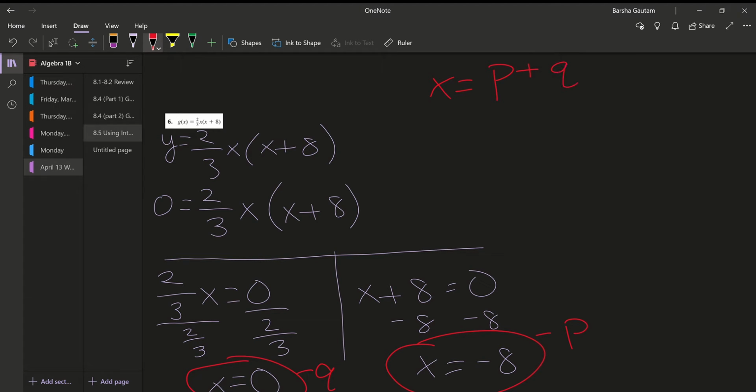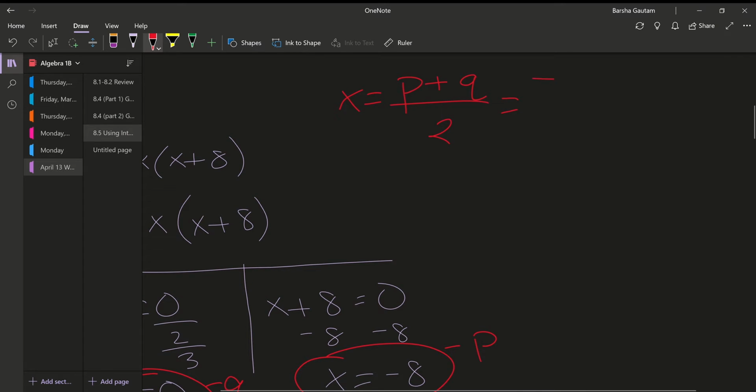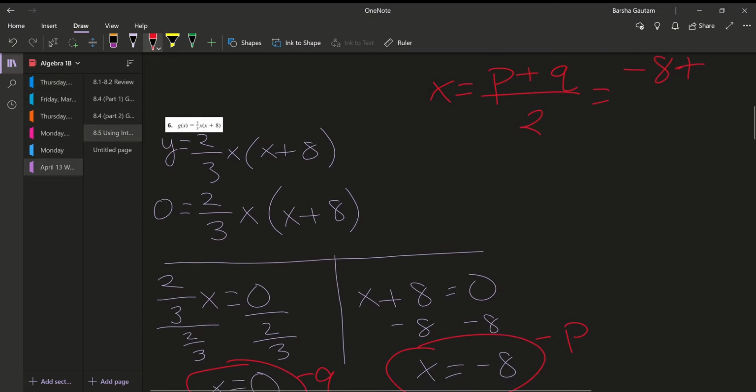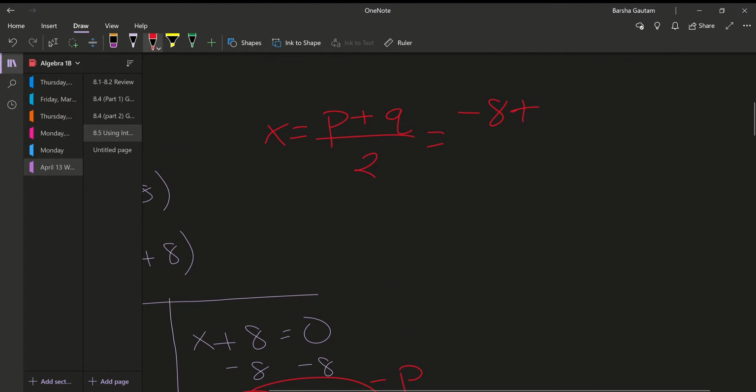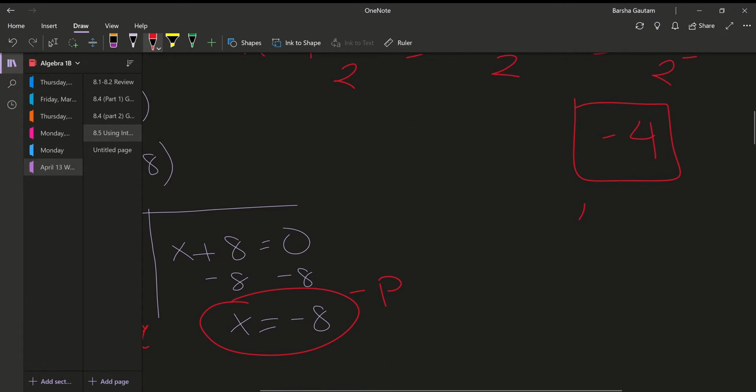X equals p plus q divided by 2. And now we can plug in our p and q. Our p is negative 8, and our q is 0. So we have negative 8 plus 0 divided by 2, which is negative 8. And negative 8 divided by 2 is negative 4. And that is going to be the axis of symmetry.